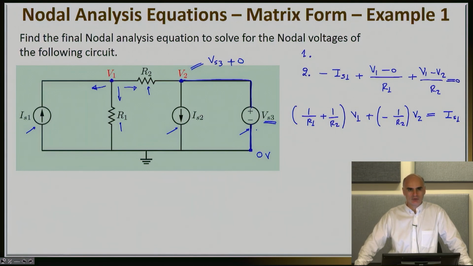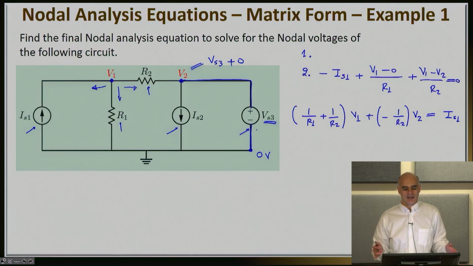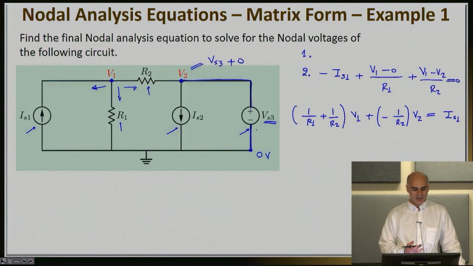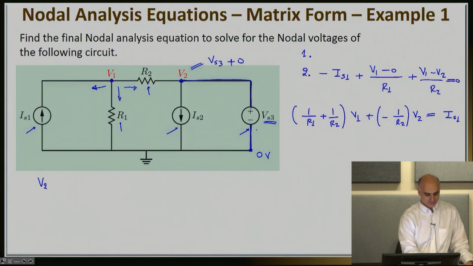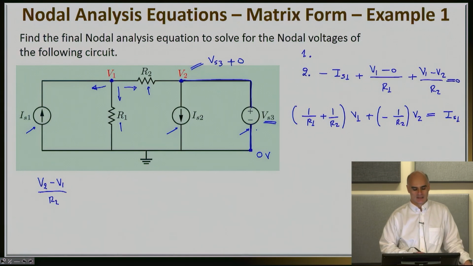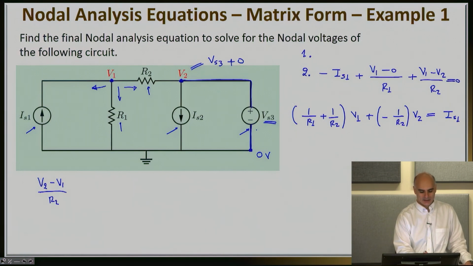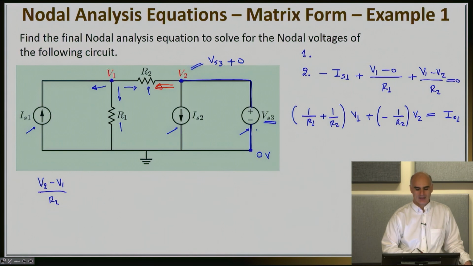Now I have to go to node 2. If you try to apply KCL the way we have discussed before, you will come up to a slight complication, and so let me show you what that is. I'm looking at node 2. I'm adding all currents that leave this node to 0. Starting first from the left, I will have V2 minus V1 divided by R2. That's easy. This is the current that flows this way. Now I have the current that flows to the south. This is the current right here.